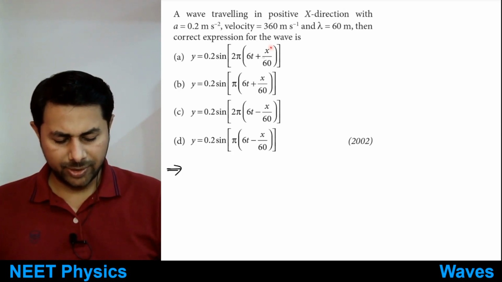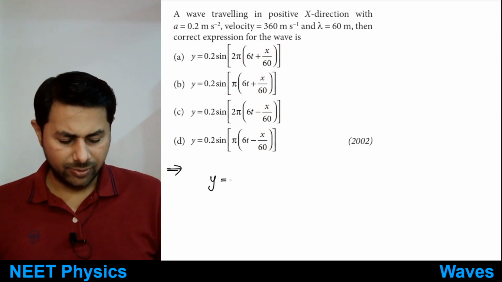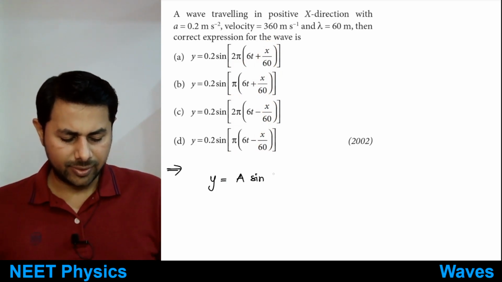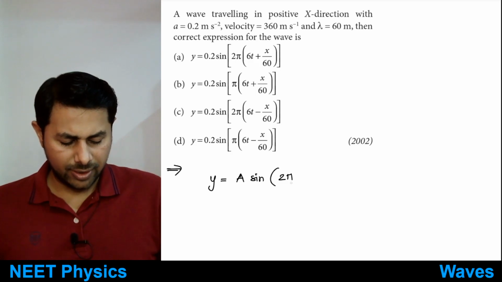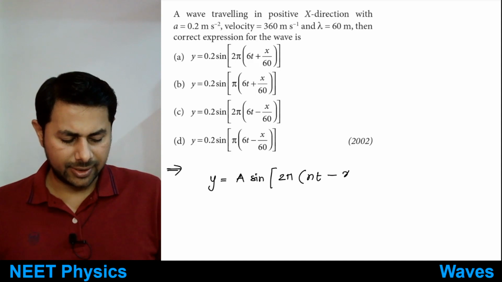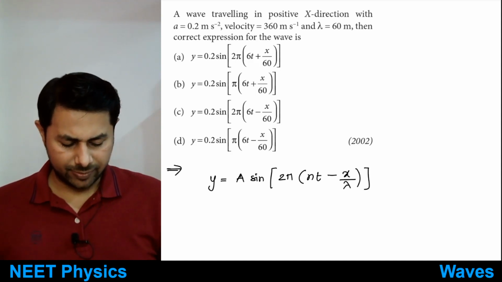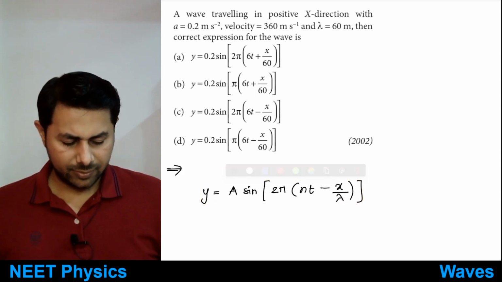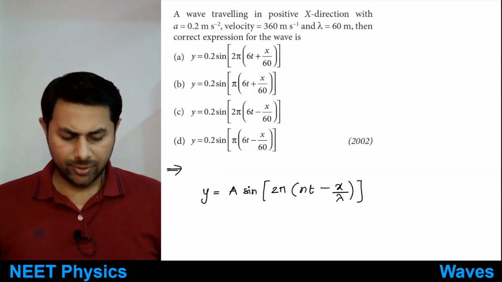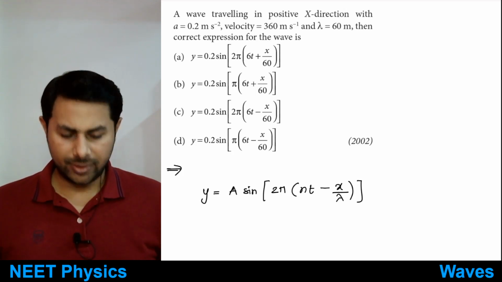And if you look at the options, then there is 2 pi, pi, 2 pi, and there is x by something, x divided by something. So what should your equation be? Y is equal to a sine of 2 pi multiplied by nt minus x by lambda. You can make use of this equation. If you remember this equation, that's well and good. If you don't remember, it's option C.